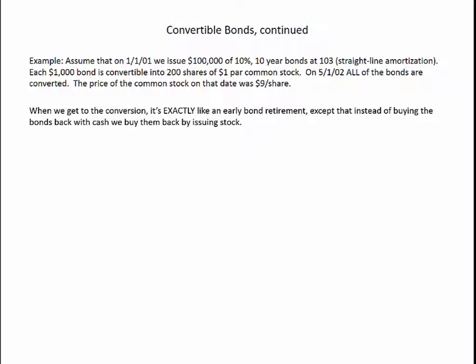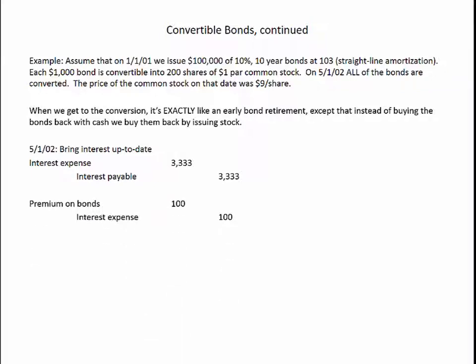So the first step will be, of course, to bring our interest and amortization up to date. We have our coupon interest, and again, it's $100,000 times 10% equals $10,000 per year, and we want it for 4/12 or 1/3 of a year.